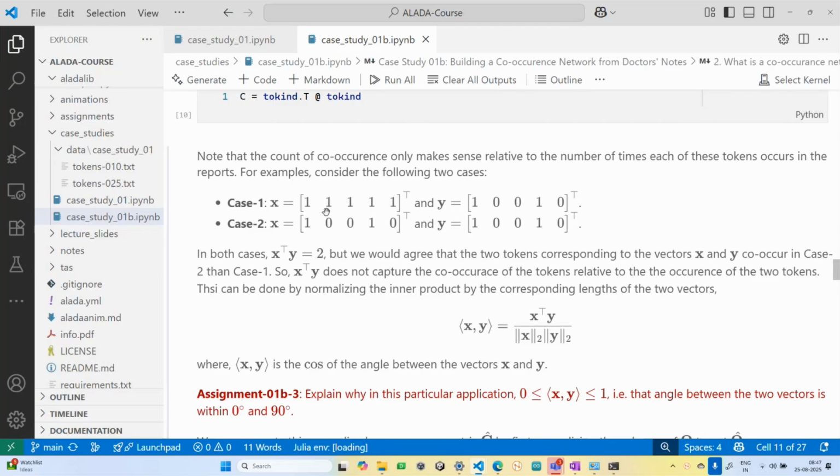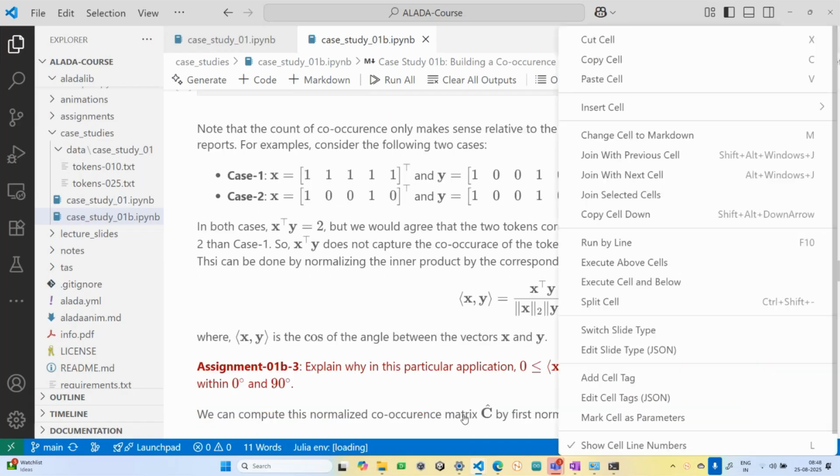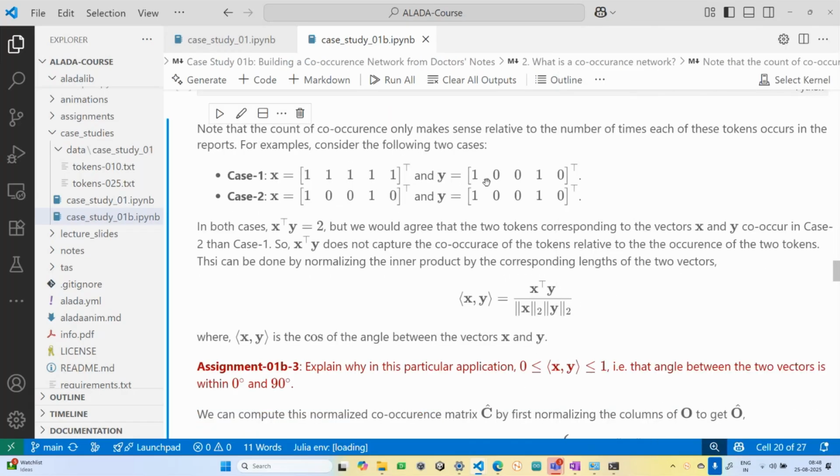Okay, let's say we have two occurrence vectors like this. Okay, case one, we have, let's say, 5 tokens. Case one corresponds to some report, corresponds to some data set where all tokens appear in a particular report. Now, if you take the inner product between these two, right, both of them will give you 2 as a response, right?